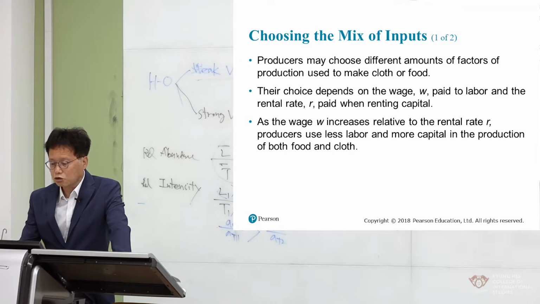New section is choosing the mix of input. So that is derived from a cost minimization problem, as I said before. Producers may choose different amounts of factors of production used to make Q1 or Q2. Their choice depends on the wage paid to labor and the rental rate R paid when renting capital. As the wage W increases relative to the rental rate, W over R increases. In other words, producers use less labor and more capital in the production of both goods.